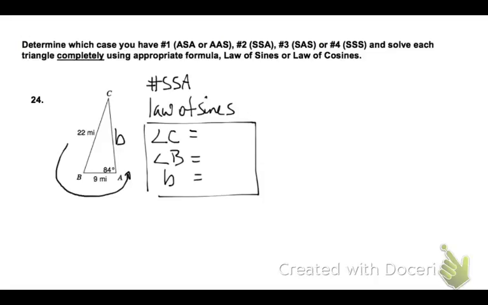So we'll say the sine of angle C, that's capital, divided by 9, which is across from that angle, equals, and then we know side length of 22 and the angle 84. So it equals the sine of angle 84 divided by 22.